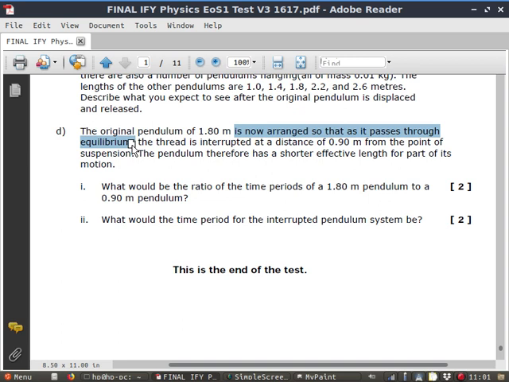Where does it say that? It says as it passes through equilibrium. The point of suspension is here. Is it? So it's the length of the suspending wire is halved as it passes through equilibrium.